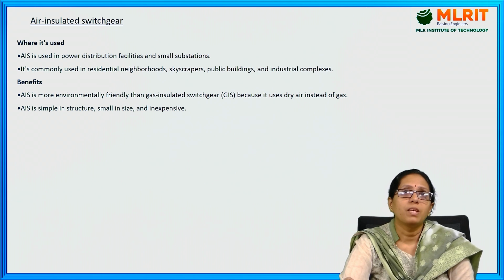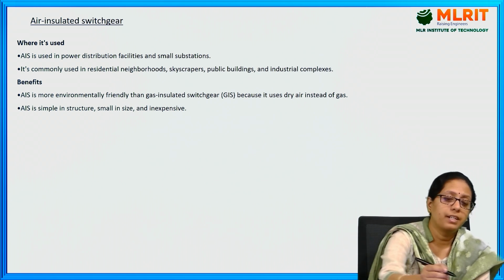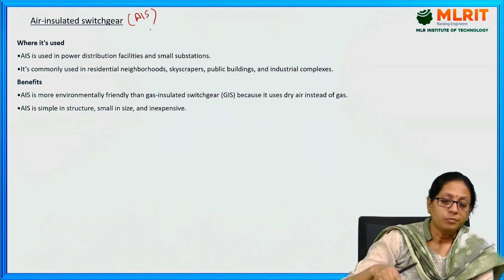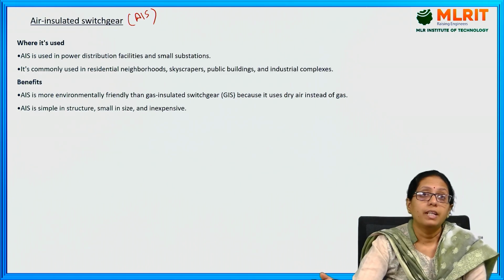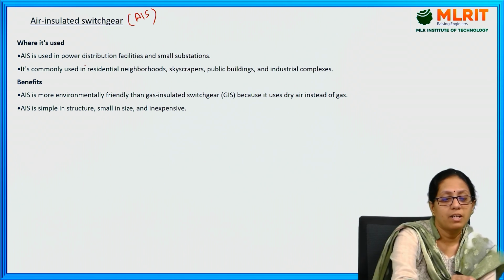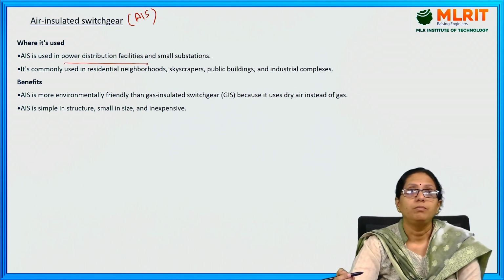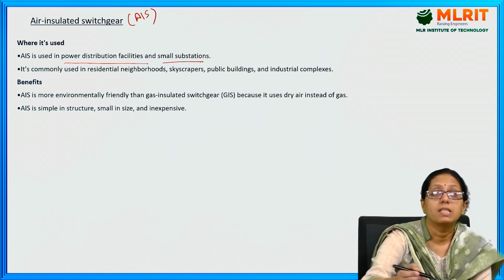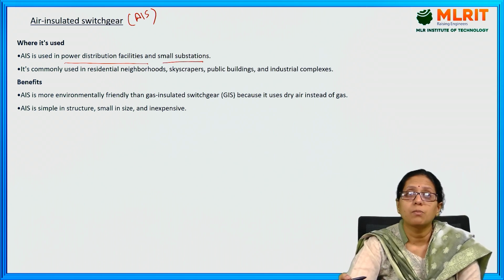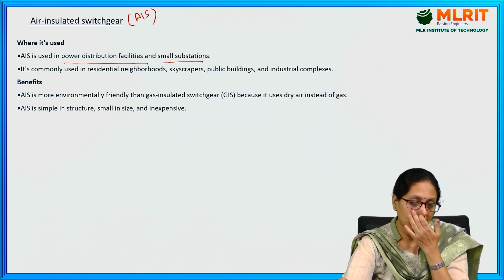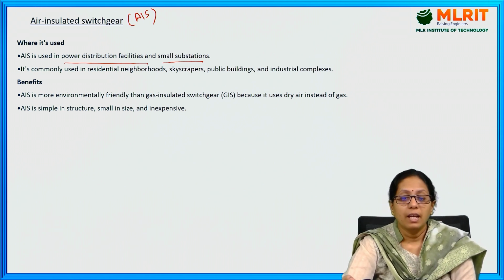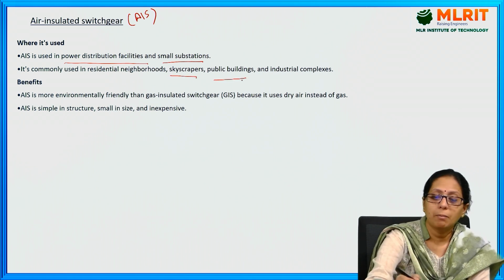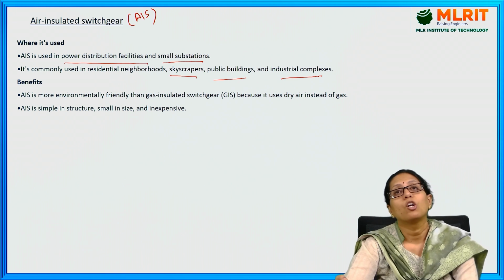The first one is air insulated switchgear, that is AIS. It is mostly used in power distribution facilities as well as in small substations. It is commonly used in residential areas, skyscrapers, public buildings and industrial complexes.